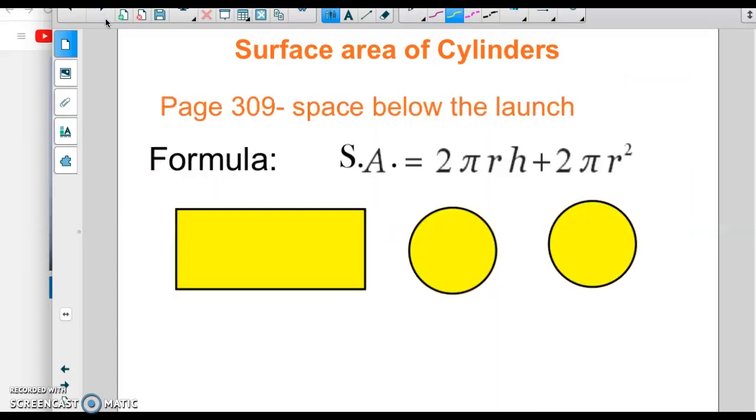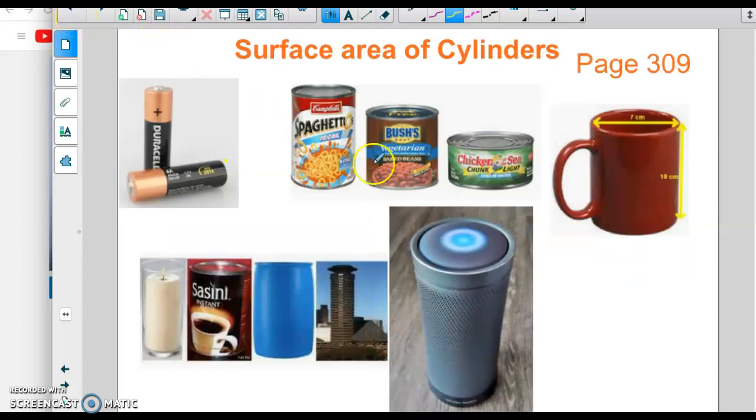And if you want to write down on page 309 or in your notebook the formula for the surface area of a cylinder, you can see it here. And you can see that if we took apart a cylinder, it is made up of two circles and a rectangle. If you want to picture that, you can picture this SpaghettiOs can. The top is a circle, the bottom is an identical circle, and if we peeled off this label, it would be this rectangle.